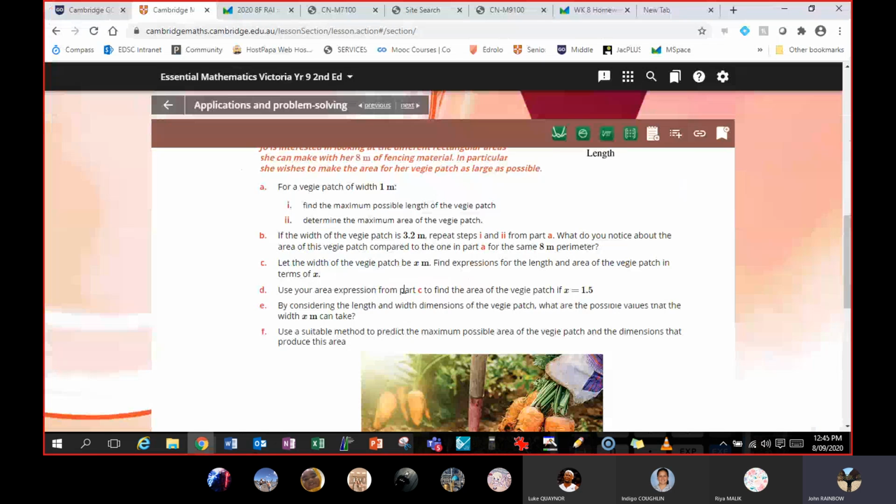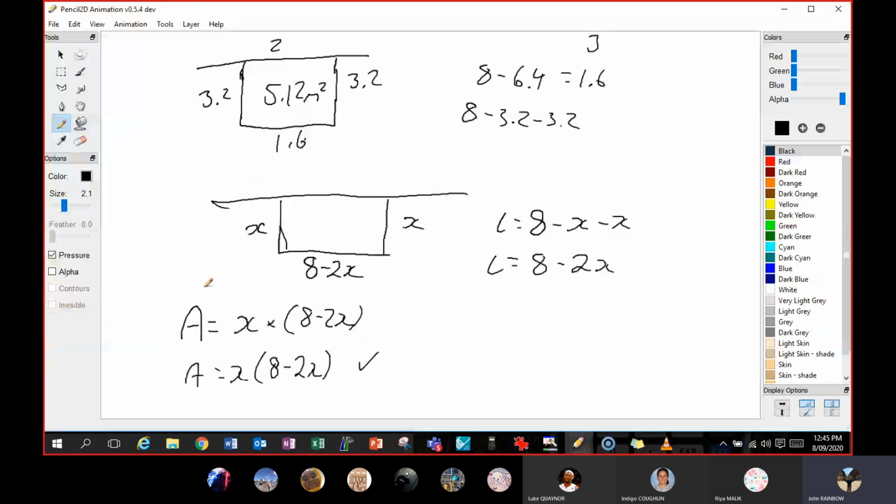Use your area expression from part C to find the area of the veggie patch if it's 1.5. So really, we know if it's 1.5, this would be 1.5, right? I'm just going to show you guys. And that means you've used 3. So it'd be 8 meters minus 2 lots of that. So that's going to be 5. So it's 1.5 times whatever you're left over with, which would give you 7.5. But we didn't want to use that. We wanted to use the formula, but I'm just trying to show you how this relates to the formula.